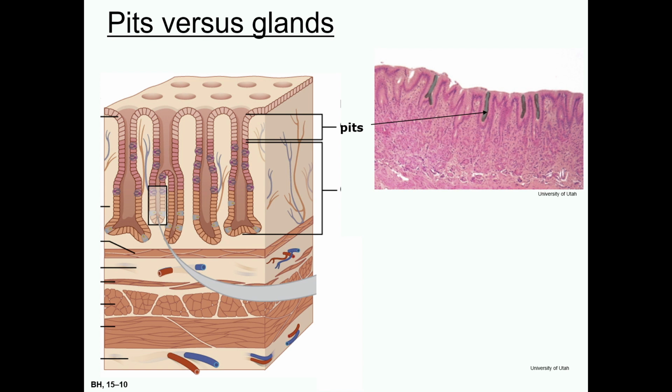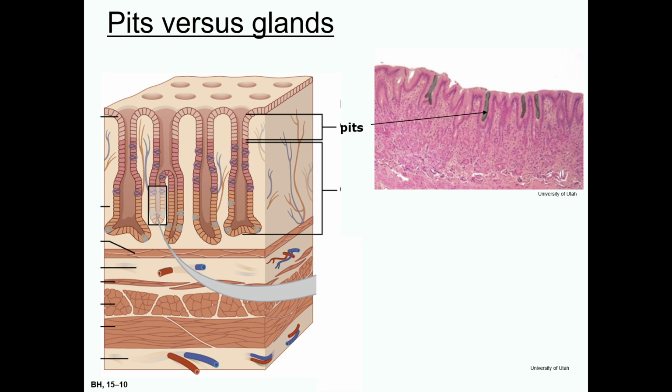The surface mucus cells that line the lumen and pits secrete a thick, adherent, and highly viscous mucus layer that is rich in bicarbonate ions. This is the gastric mucosal barrier. It protects the mucosa from the abrasive effects of the food bolus as well as the corrosive effects of stomach acid.